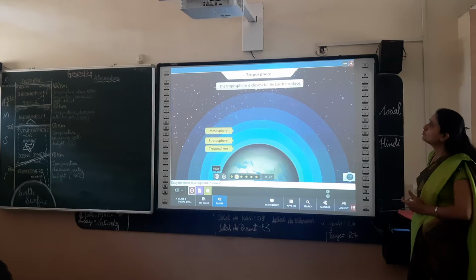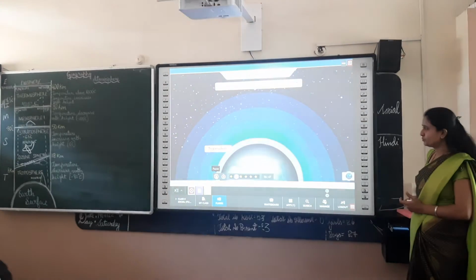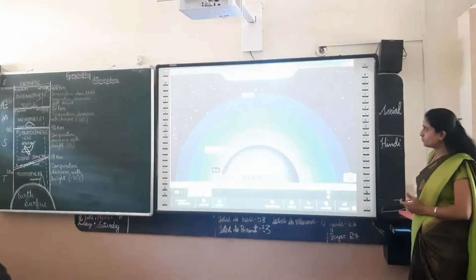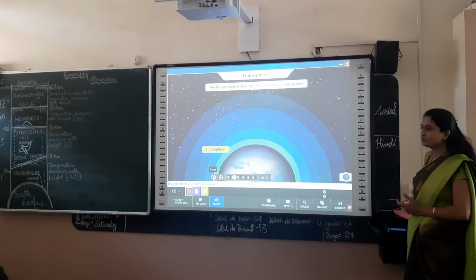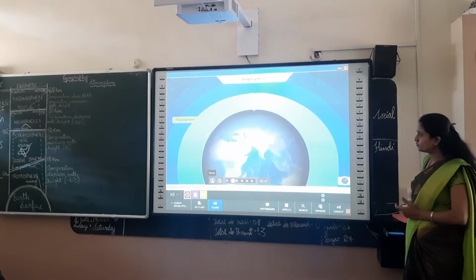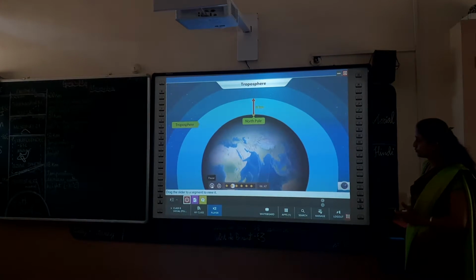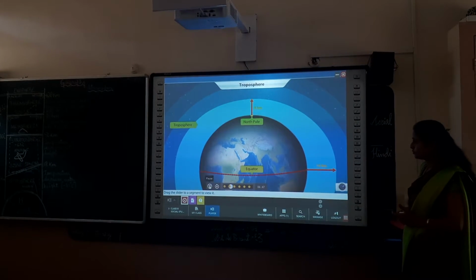The closest layer to the Earth is the troposphere. It is also the densest. The troposphere makes up 75% of the total atmosphere. It extends from up to 8 kilometers at the poles to up to 18 kilometers at the equator.